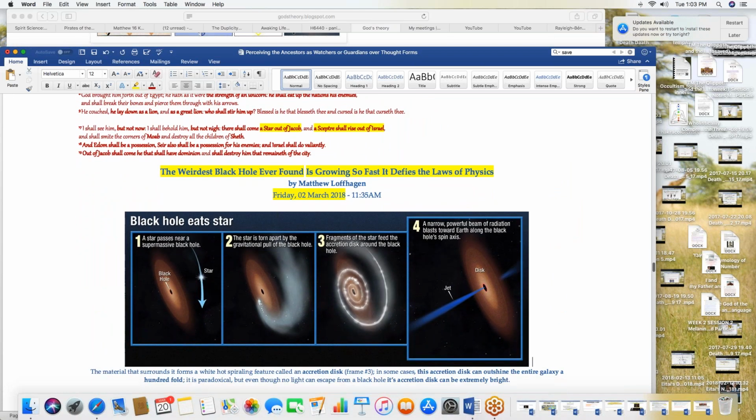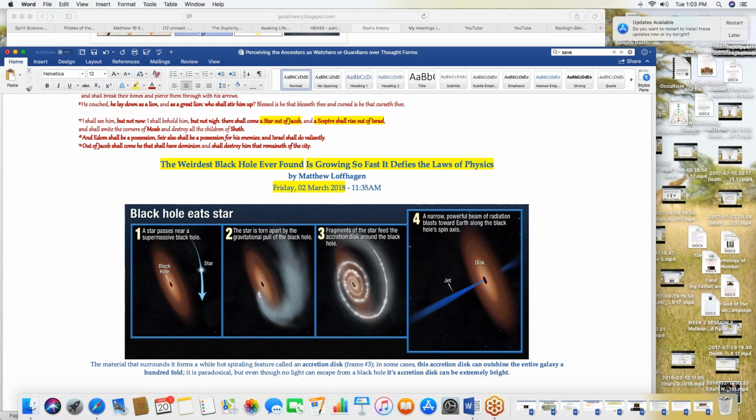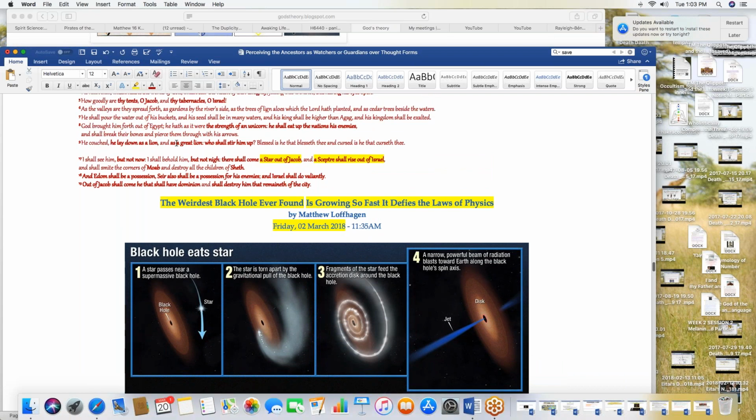Balaam, the seer, said, I shall see him, but not now. I shall behold him, but he won't be near like the sun. He will be something what? Greater than the sun, a great lion. Who's going to stir him up? The answer to that question, Balaam, we stirred him up. We aroused him. We made him appear.